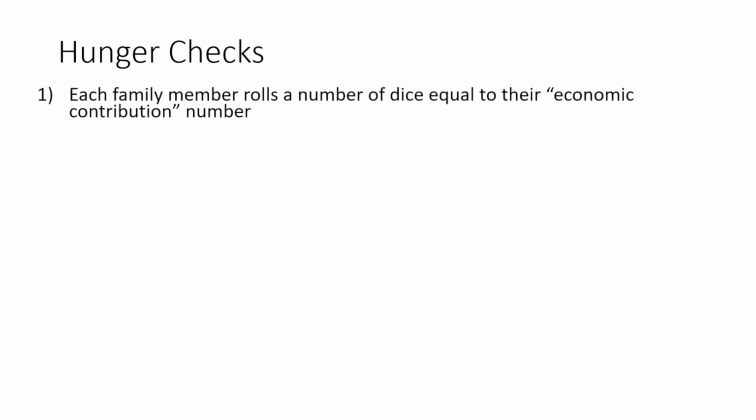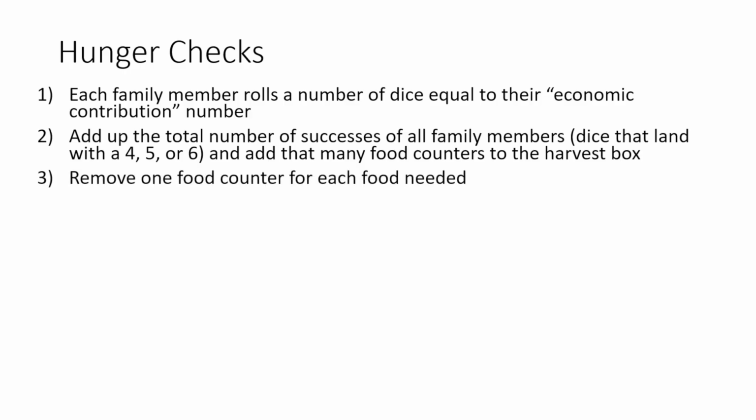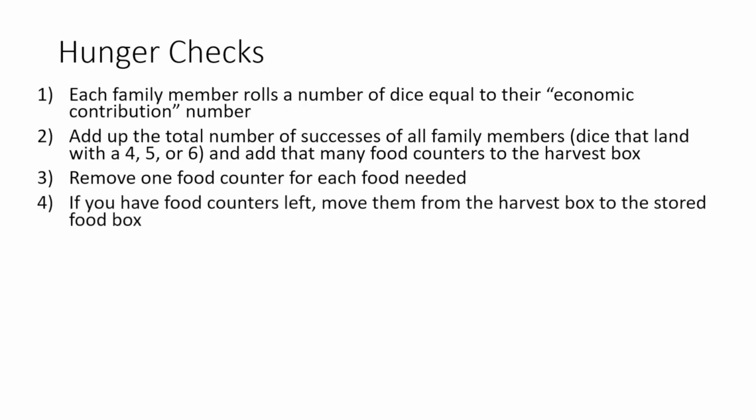Each family member rolls a number of dice equal to their economic contribution number for the hunger check. You would add up the total number of successes of all family members. This time, though, it's not a 4, 5, or 6, only 6s. And add that many food counters to the harvest box. Remove 1 food counter for each food needed. If you have food counters left, move them from the harvest box to the stored food box.